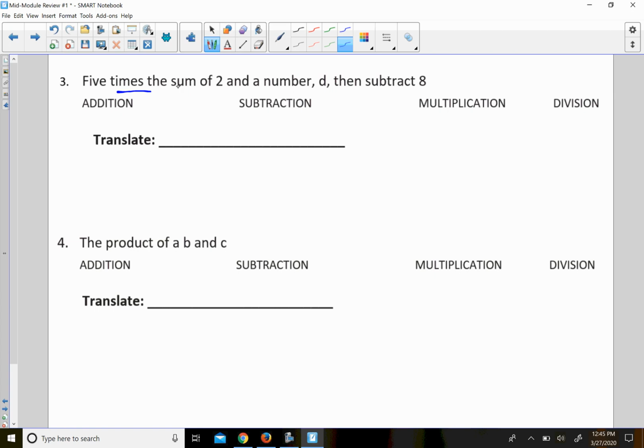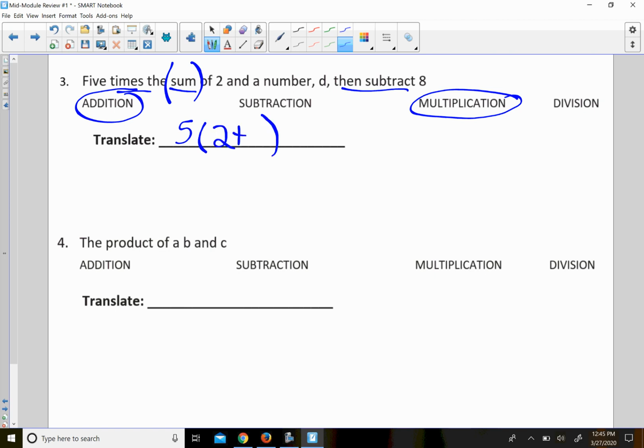Number 3 has 5 times the sum of 2 and a number, which we're going to use d, then subtract 8. So times obviously is multiplication. I need to multiply the sum, the answer to addition. So 5 times the answer to my addition. What are we adding? 2 and a number, which they want me to use d. Then take this and subtract 8. And number 4, product is the answer to multiplication. So a times b times c, using a little invisible math there.